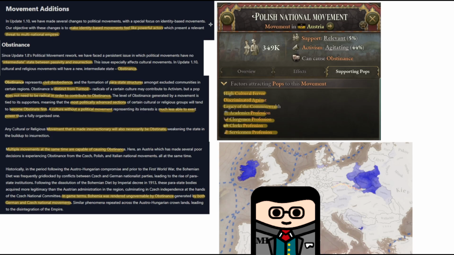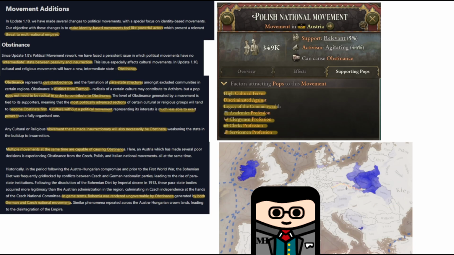They're also adding in factors that if these cultural movements become dissatisfied with you, they will start being obstinate. They will start to refuse to cooperate. They will start to do everything they can to peacefully dissent without outright violence.